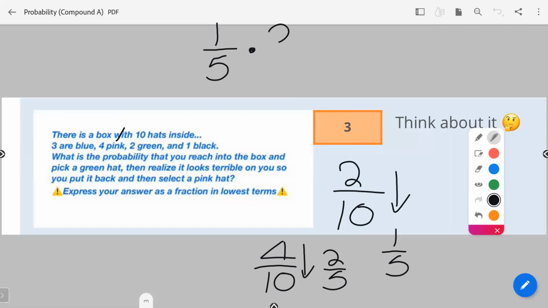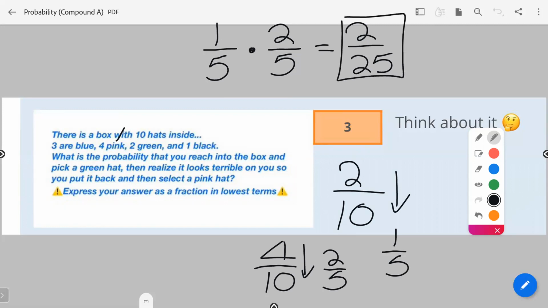So then what I do is I take the probability of my first event, 1/5, and I simply multiply it by the probability of my second event, which is 2/5. And when I'm all said and done, I get my probability as a fraction as 2 chances out of 25. And this is compound probability, where my second pick really didn't have to depend on the first.